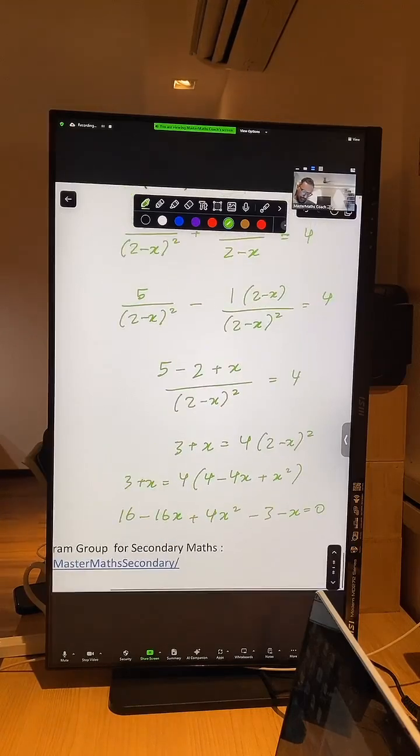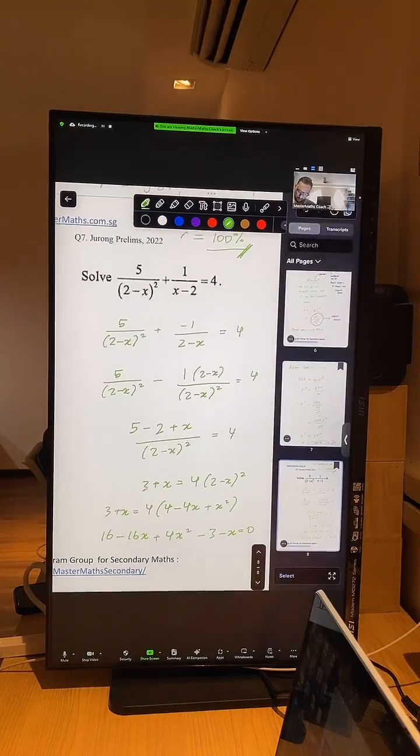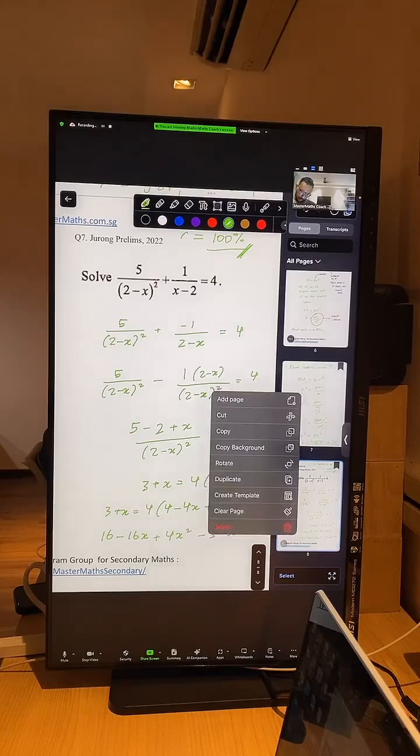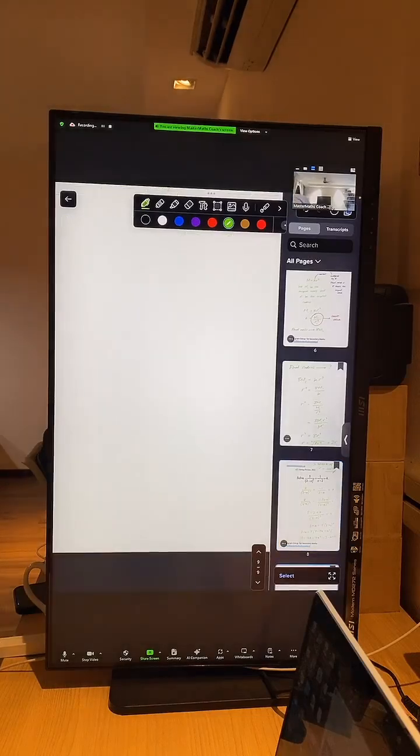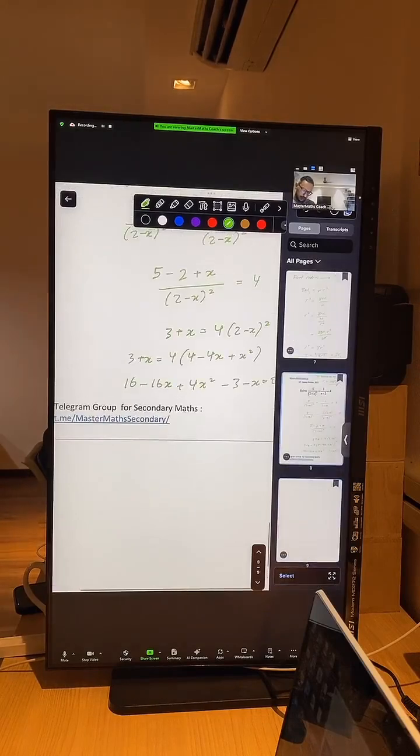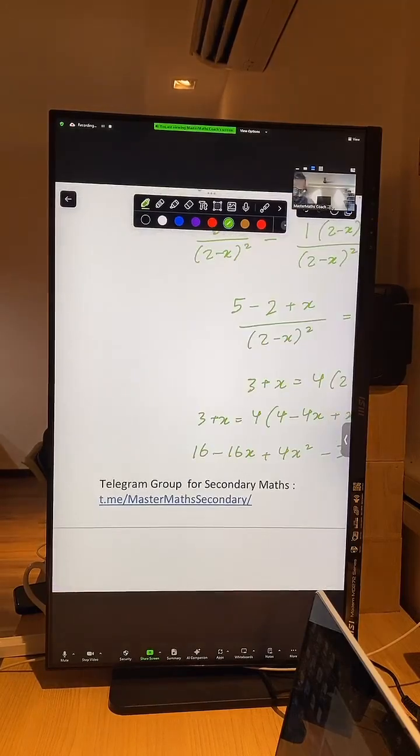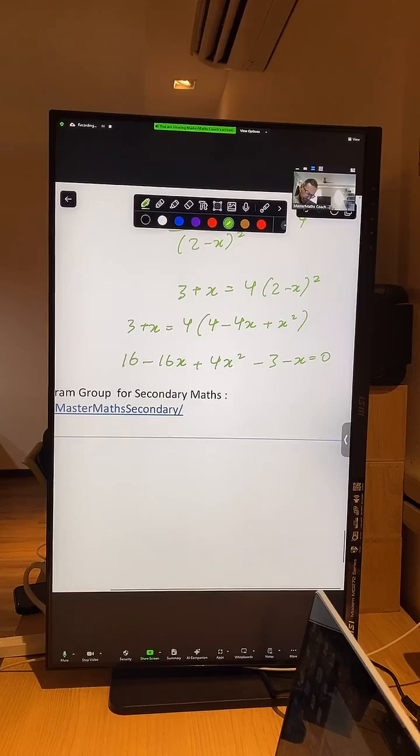So you will finally get, I need to add another page. Am I still on TikTok? Okay, great, I'm still on TikTok. Am I still on Instagram? Okay, wonderful.